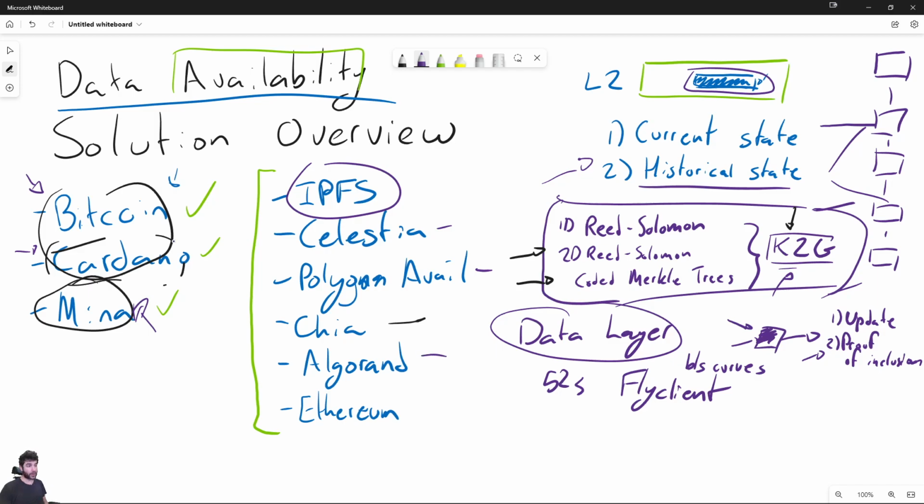Next, let's talk about Algorand. So Algorand is a proof-of-stake blockchain that uses BFT. This is really nice because it gives Algorand instant finality, which is really great for a data layer. And notably, it has a solution called box storage.